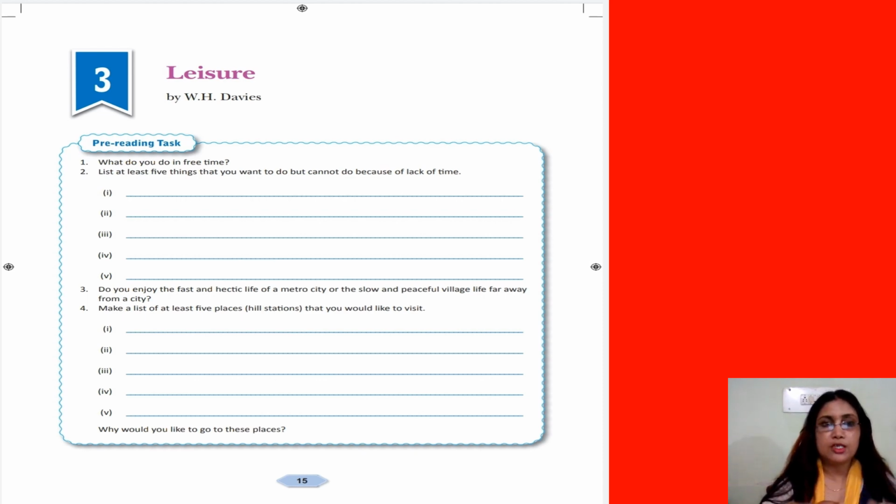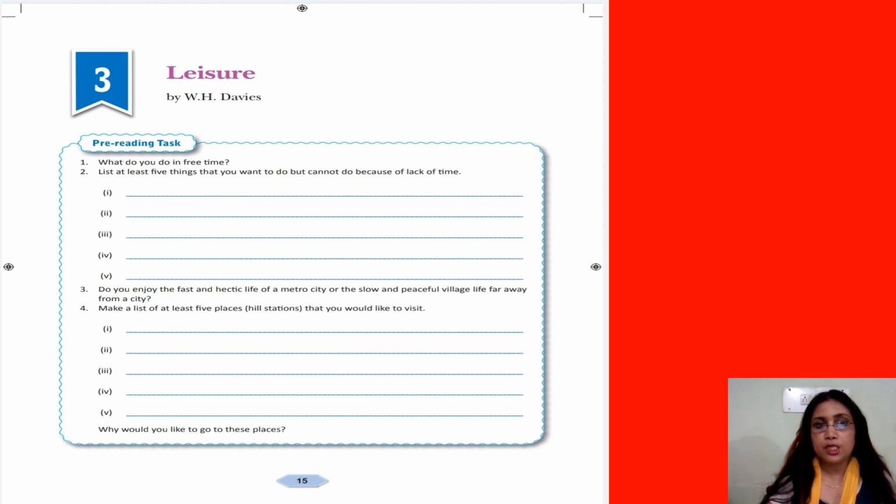Leisure means you are having free time, and what do you do in that? One dances, sings, or listens to music, or goes traveling. There are so many things people want to do. There are a few compulsory works, and there are some works that are not that compulsory. That is their hobby, and they want to pursue it in their leisure time.